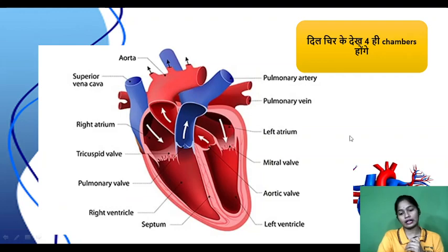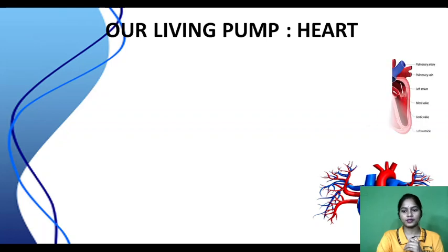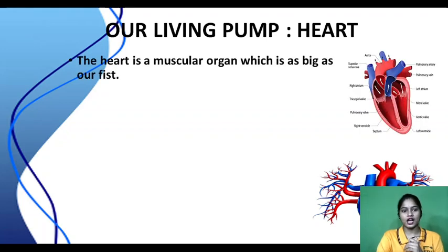I want to tell you that we have only four chambers in our heart. Now see, our living pump, the heart, right? The heart is a muscular organ which is as big as our fist. My heart is not very big, my heart is just the size of my fist.